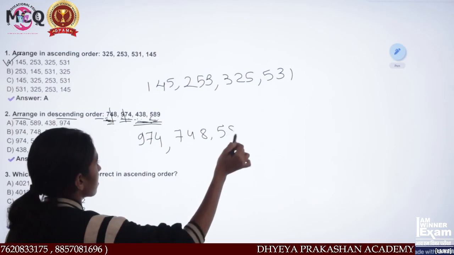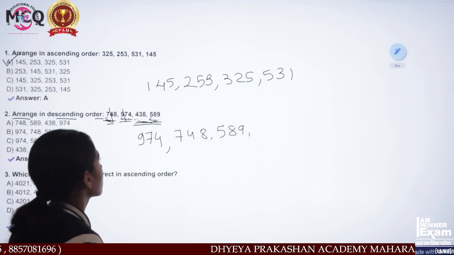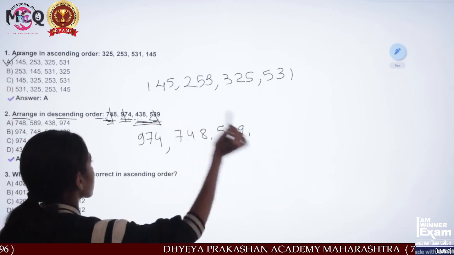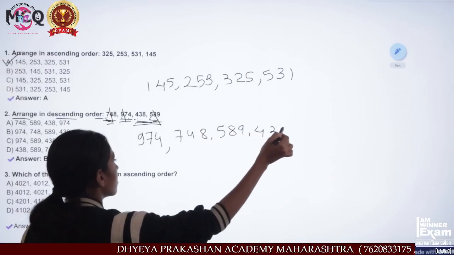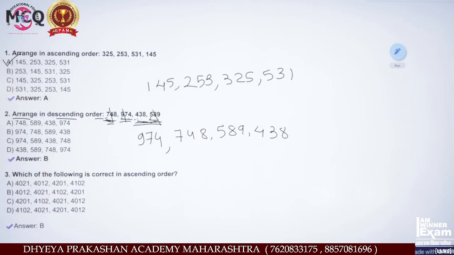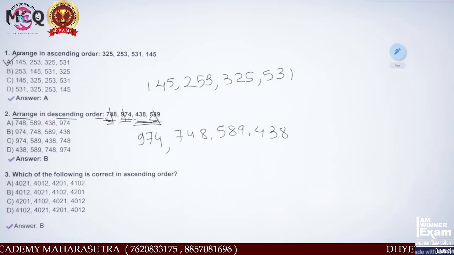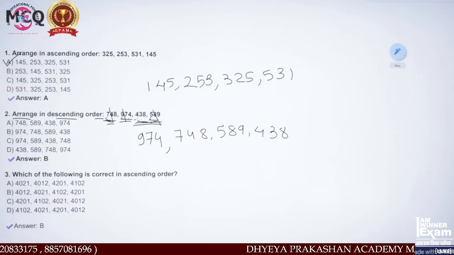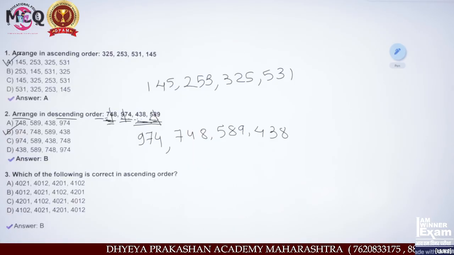589 is the biggest. After this remain. Write this at last. Then this is our answer. Then which option among these is matched with our answer? Option A, B, C, D. Our answer matches with option B. That means option B is the correct answer.